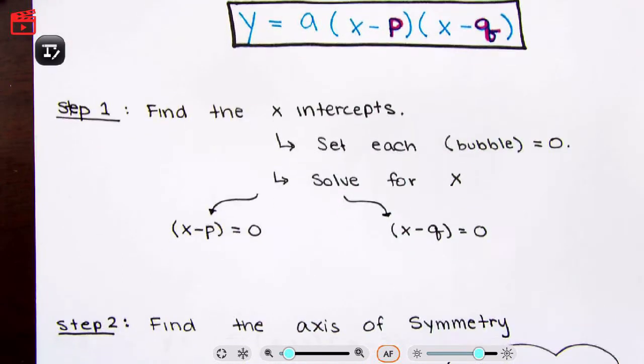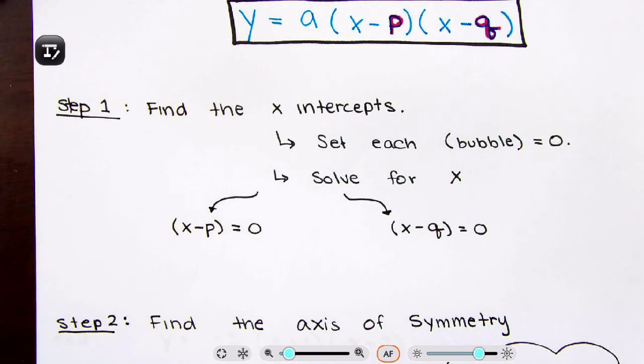The way to do that is, we kind of did this previously. We're going to set each grouping, each parenthesis, each bubble, equal to 0. Once we set them equal to 0, you're going to solve for your x values. These are going to be your x-intercepts, not your y. So these are your points on the x-axis.